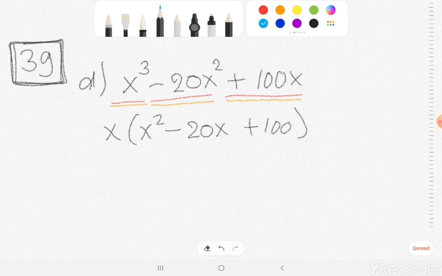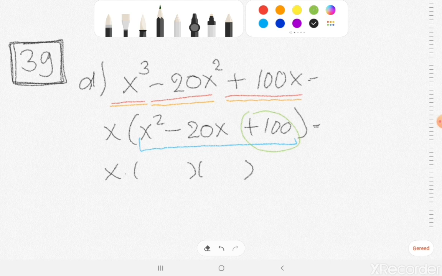Now we can use the product sum method inside our brackets. So we already have x, and we need to multiply it with something, and we need to multiply it with something else. So we need to look at a product, what needs to be together, or what the answer needs to be: 100. And if we add those two numbers, we need to get minus 20.